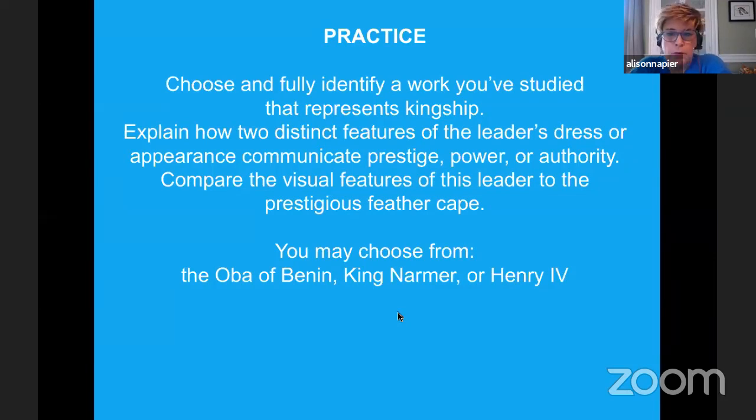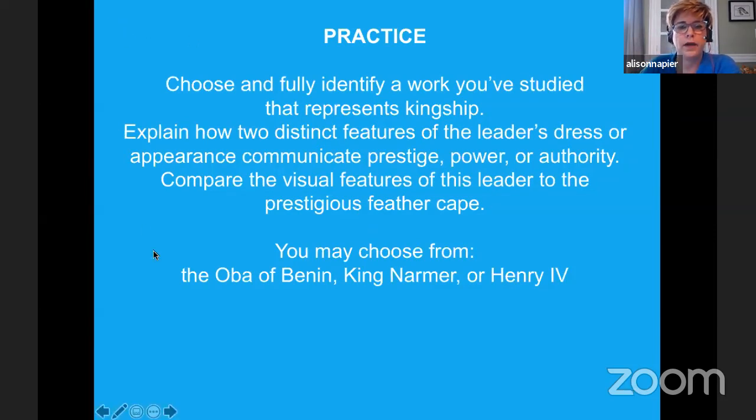And so with any AP prompt, we want to kind of break it down a little bit into our tasks. What do we have to get done here today? So we need to choose and fully identify a work of art. That's going to require 2 identifiers from the course exam and description, or the CED as we call it. You've been given some choices down here: the Oba of Benin, King Narmer, and Henry IV. So if you use any of those works, you'll have to have 2 identifiers in addition to the title. If you choose something that's not on that list, if you have that option, then of course the title and 1 other identifier will be sufficient.